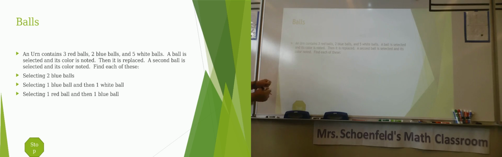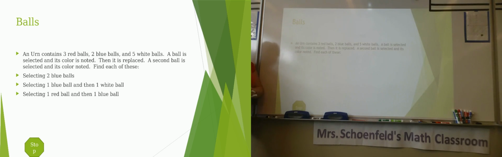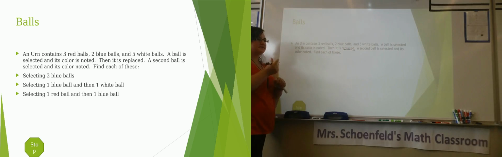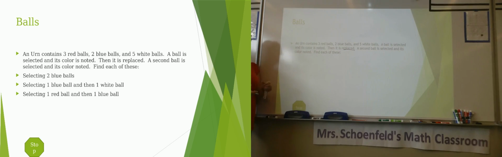So it doesn't work when I put my stop sign first. Okay, an urn contains 3 red balls, 2 blue balls, 5 white balls. A ball is selected at random and its color is noted. Then it's replaced, so we get to use our easy rule. Our second ball is selected and its color is noted. Find each of these probabilities now. So, of selecting 2 blue balls.